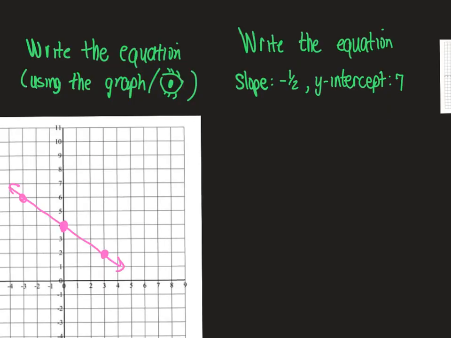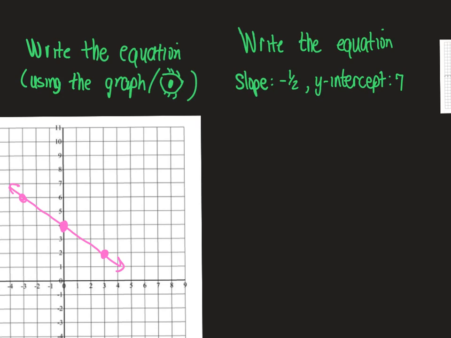Then we knew our first dot and we used our slope to get our other dots. All right, the next part of your homework is going to ask you to write the equation, and they might give you a picture and you're going to use that picture and your eyeballs, or they might just write out the information. So let's practice each one.